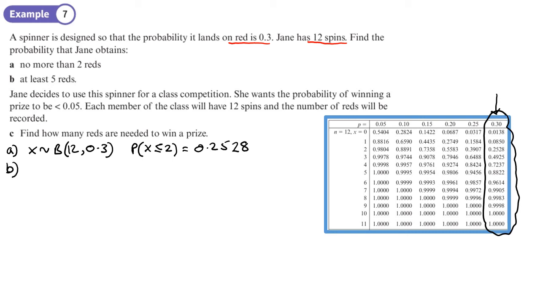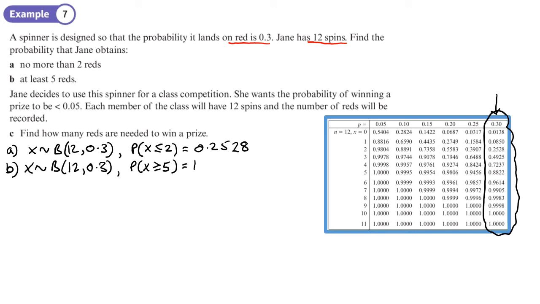Okay, part B, still the same binomial distribution with 12 spins and the probability of success being 0.3. This time it says at least 5 reds. At least 5 means 5 or more. If someone said to go on this fairground ride you need to be at least 10 years old, that means you can be 10 years old or older. So if it helps, you can think of these values as being like ages. Sometimes that might help.